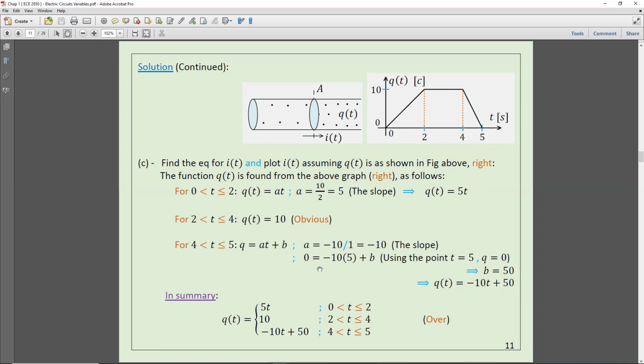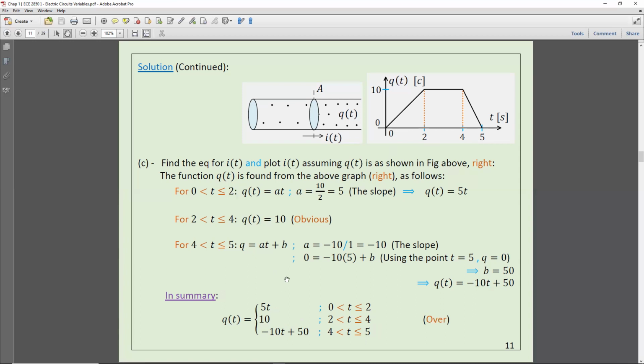So now the first thing you have to do is get the equations here. This is the first part I did. In this part from 0 to 2, we found that it is 5t. From 2 to 4, we found it is constant 10. And from 4 to 5, this is the equation here. So this is q.